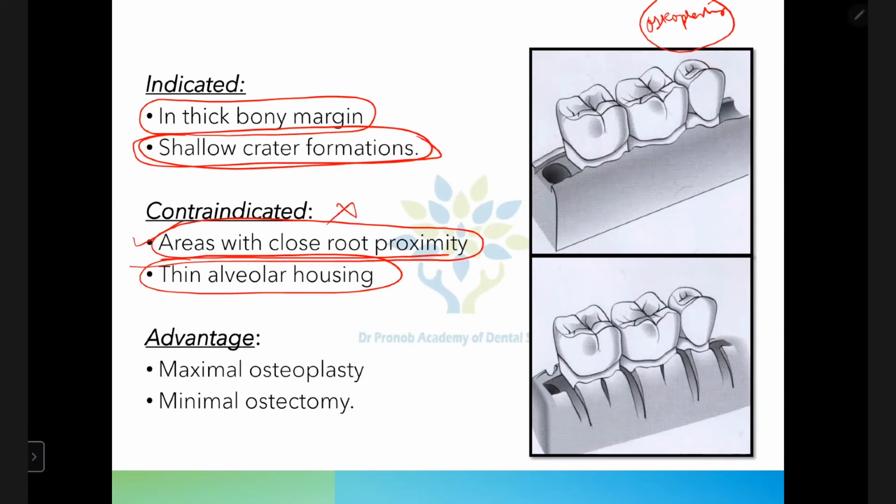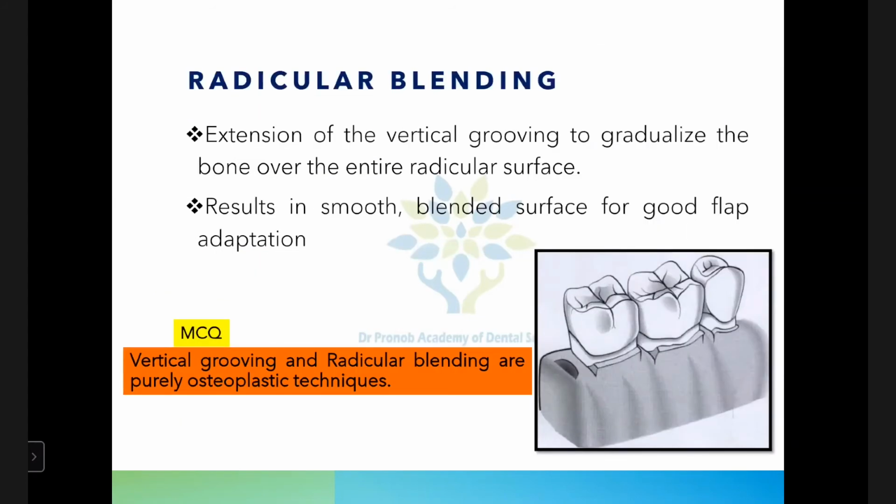The advantage here is that osteoplasty is performed, so the maximum amount of shaping is done, and minimal ostectomy; we are removing less bone and shaping more. Shaping is more when compared to the removal. Next is radicular blending.